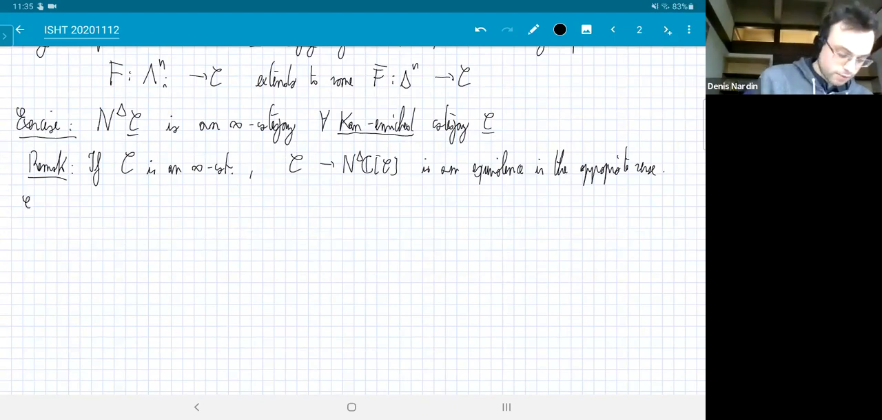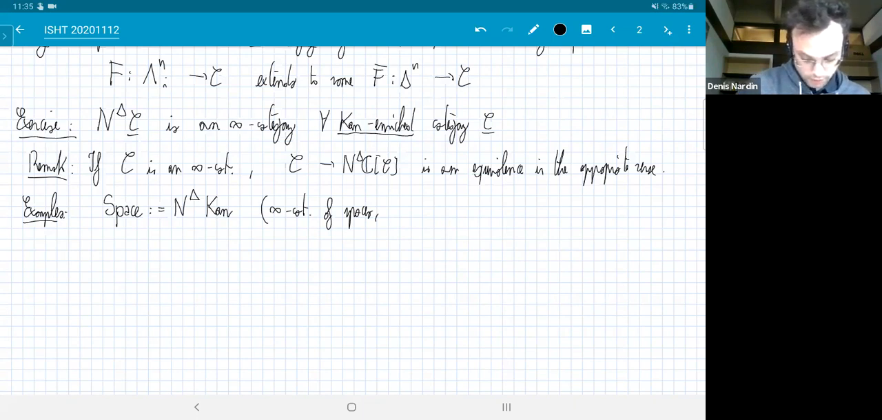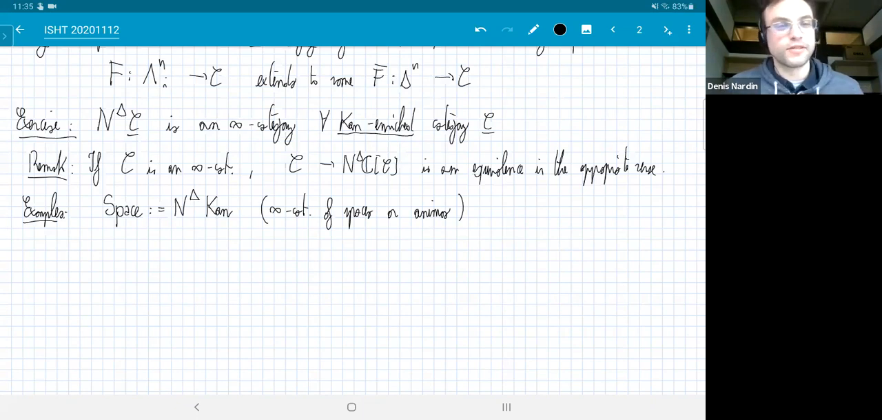And okay, let me give a bunch of examples that are going to be very important. Well, at least one example is very important. The infinity category of spaces is the simplicial nerve of Kan. That's called the infinity category of spaces, or if you follow Peter Scholze, people call them animas also. But I'm old fashioned and I'm just going to use the word spaces. Animas is short for animated sets, in case you're curious. But in this course, I'm going to be old fashioned and just use the classical word spaces for it.